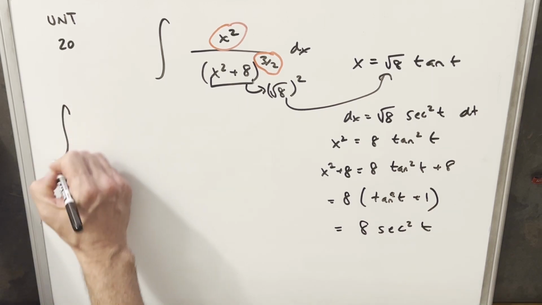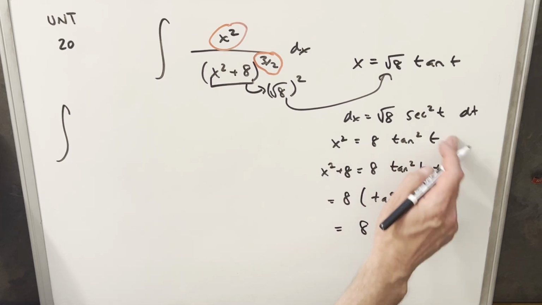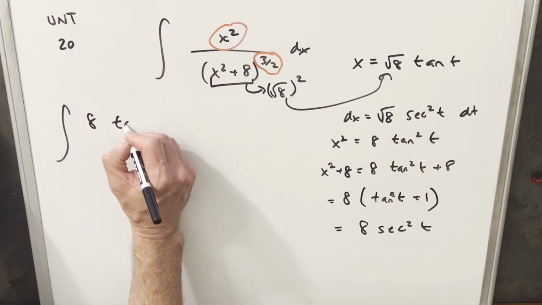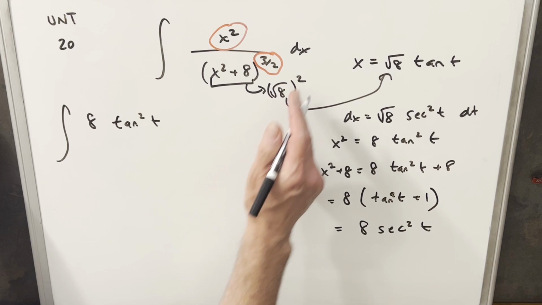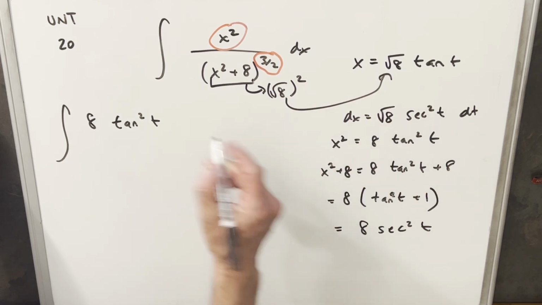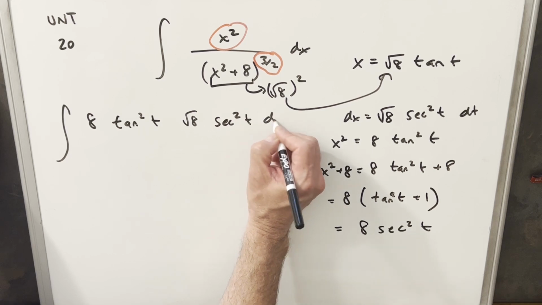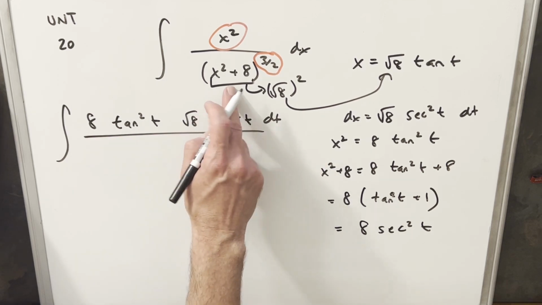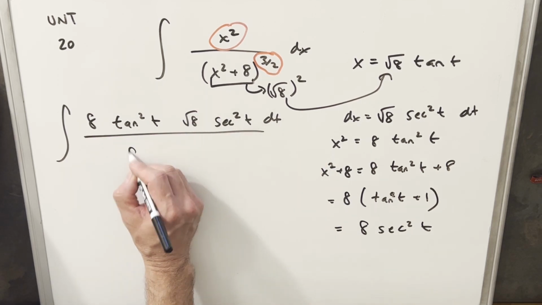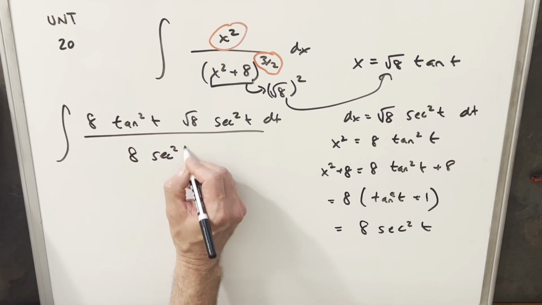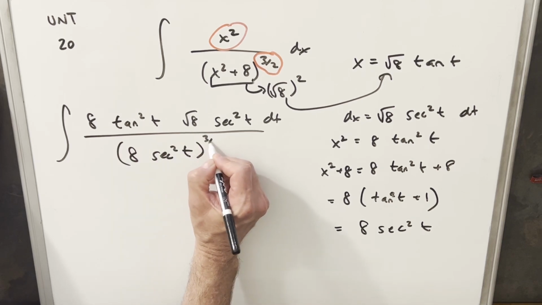Okay, so now I'll go ahead and make this substitution. For x squared, we already found that value, so we're going to have 8 tan squared t times dx. Where's our dx? Okay, square root of 8 secant squared t dt. Then for the denominator, for x squared plus 8, we've got this thing, so we have (8 secant squared t) to the 3/2.